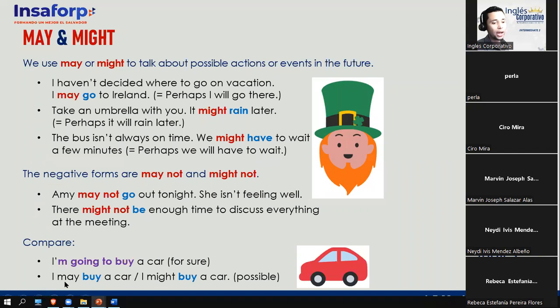But if you say, I may buy a car, it's only a possibility. Maybe. Maybe not. Or I might buy a car. It's only possible. So be careful right there. Before we continue, do you have any questions? No questions about the topic. Okay, good. Thank you. Let's continue.